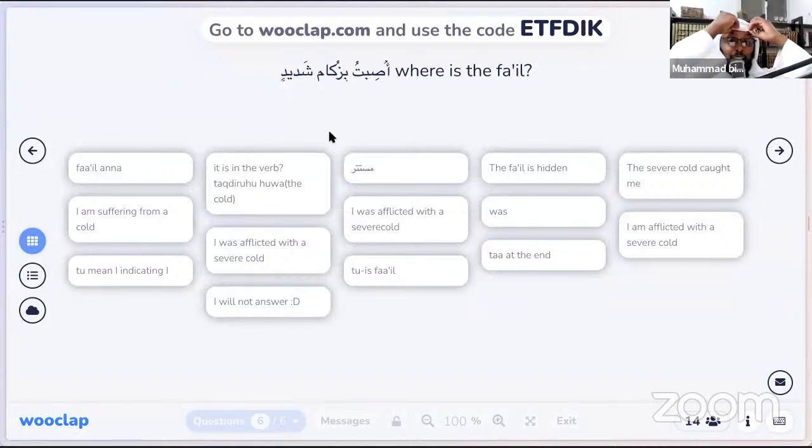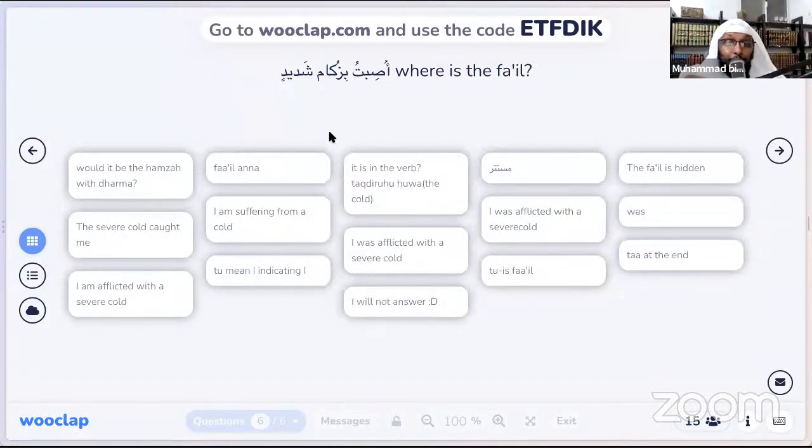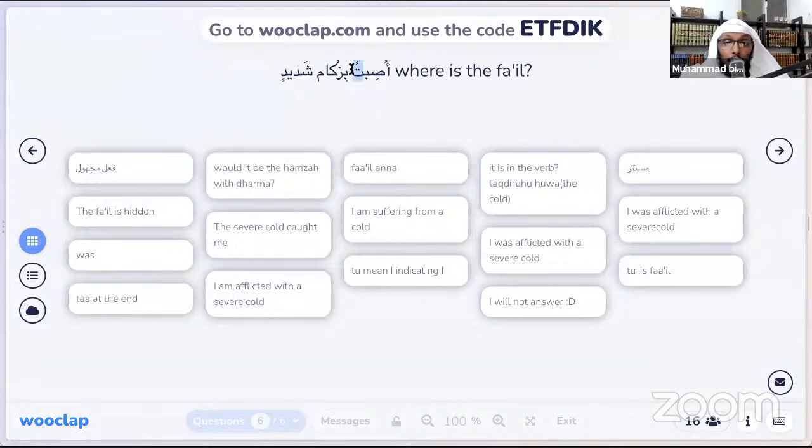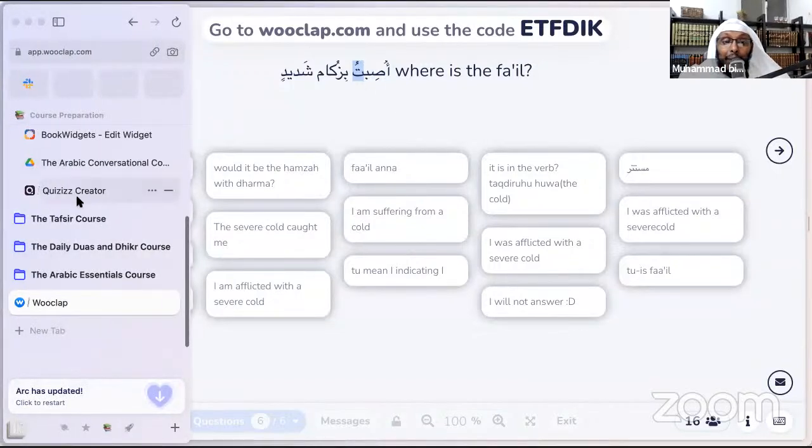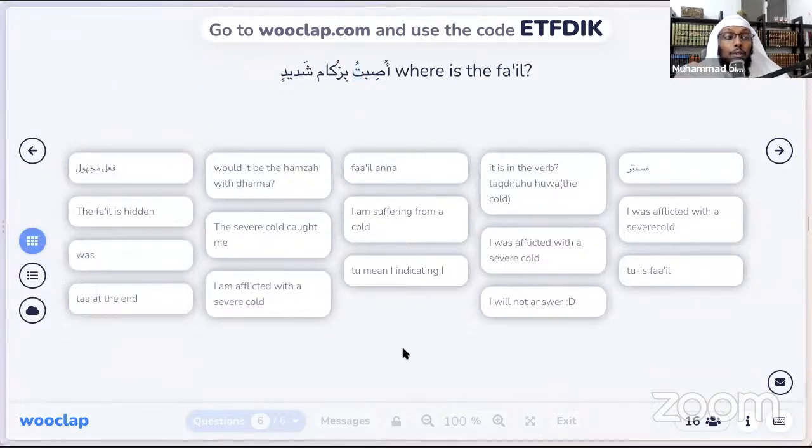I'm going to give a couple of seconds now for those brothers who've probably done this before. I assume some of you might know it. Would it be the hamza with dhamma? No. Look, this should be the fa'il, but it's not. And we'll talk about why. نعم أحسنت فعل مجهول. This is now what we talked about earlier called المبني للمجهول. This is what we call the passive voice. In other words, this is when the fa'il has not been mentioned.